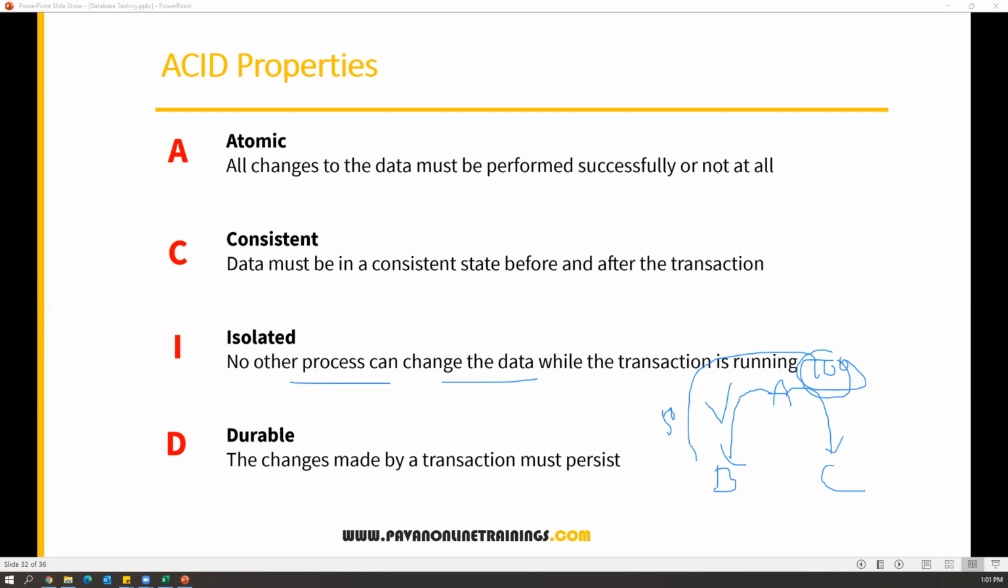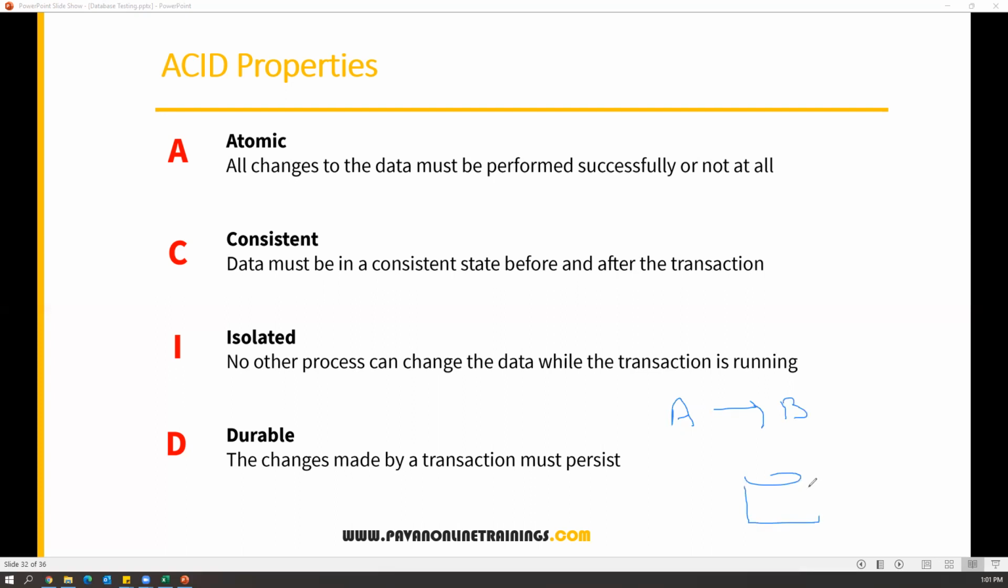And the next one is durable. So durable means what? The changes made by the transaction must be permanent. As soon as you do some transaction between A and B, the transaction should be properly updated in the particular database table. That's called durability. For example, A is initiating a transaction to B, and that data should be available in the database. While performing the transaction, for some reason the database goes down or the system gets shut down.